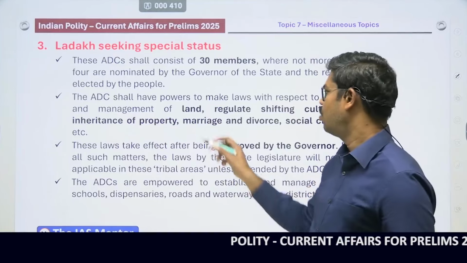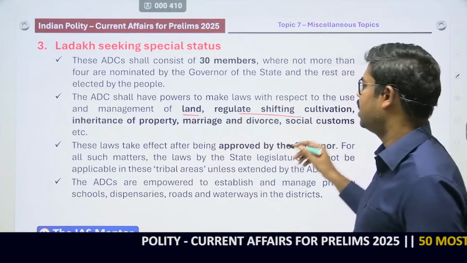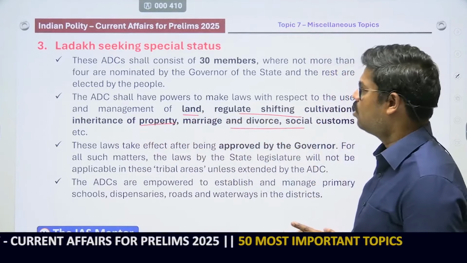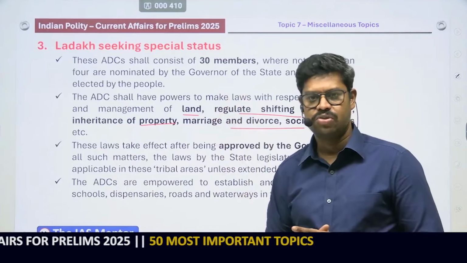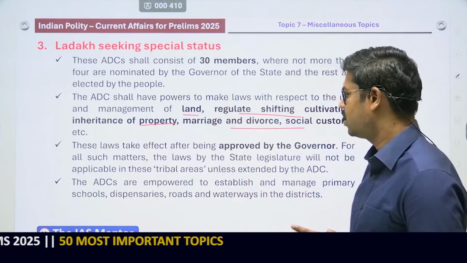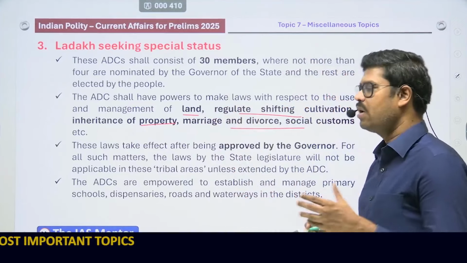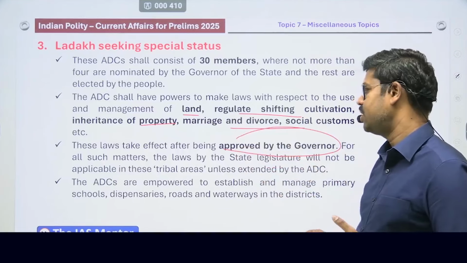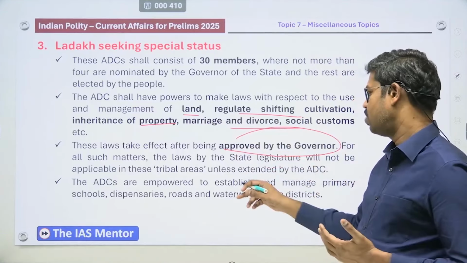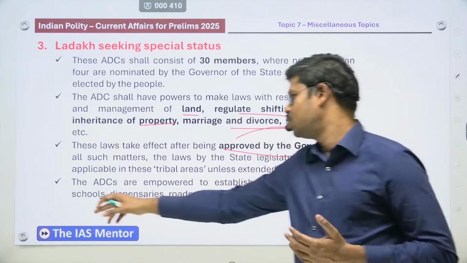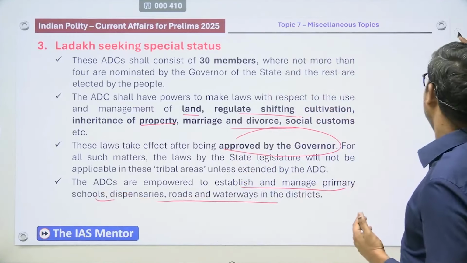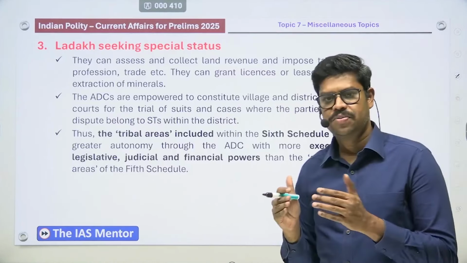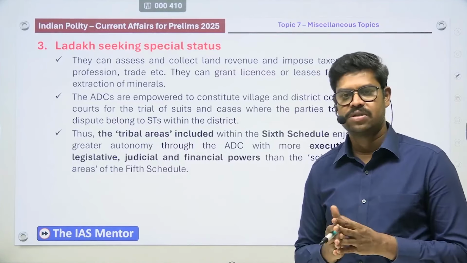They may have control over land, regulating shifting cultivation, inheritance of property, marriage, divorce, etc. All those things are done by the autonomous district councils. They are given a lot of powers, and whatever laws are made by the autonomous district council are to be approved by the governor of that particular state. The councils are also empowered to establish primary schools, dispensaries, roads, waters and so on. These are some of the important autonomy given to the autonomous district councils.